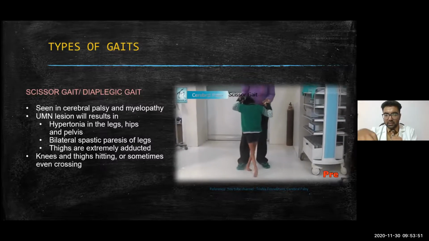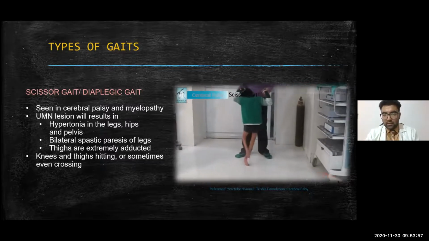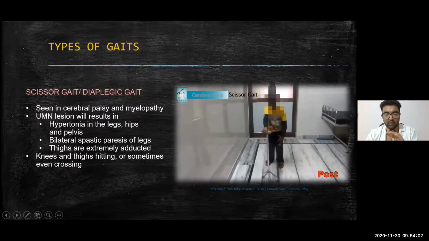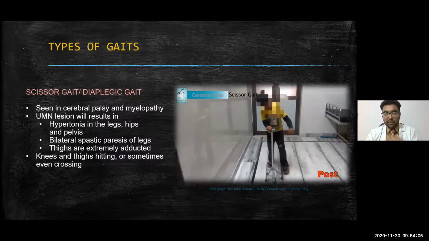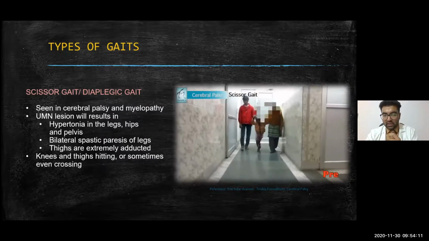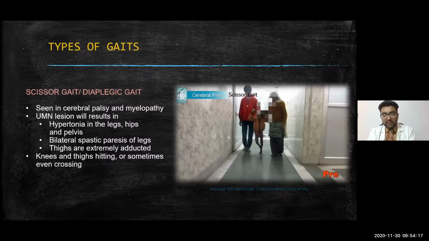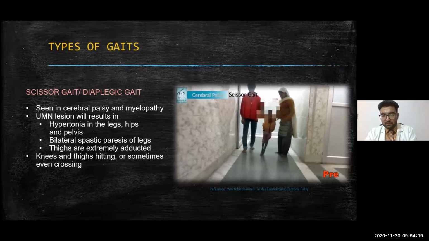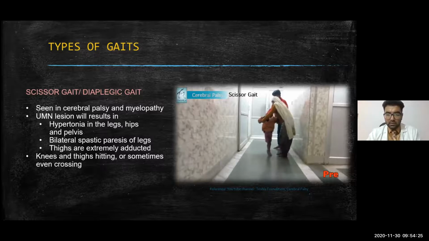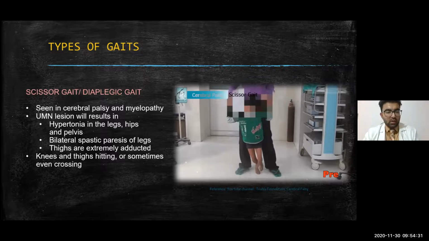You can see that the patient is literally making a movement as if scissors are going forward. And this patient was managed well, and now he's doing better compared to when he was first diagnosed. This is another example where you can see that the knees are so close, the hips are so abducted that they keep touching each other. Okay, so that is a scissor gait or a diplegic gait.